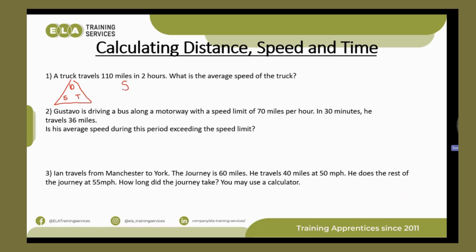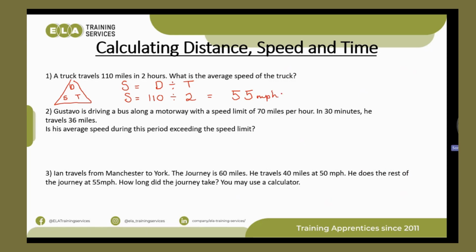So now our question is looking for speed, so we've got to do a distance divided by time. Let's have a look at what our distance is in the question. So our distance is 110 miles divided by our time, which is in hours, which is 2. So to work out our speed, 110 divided by 2, and it's 55 miles per hour.